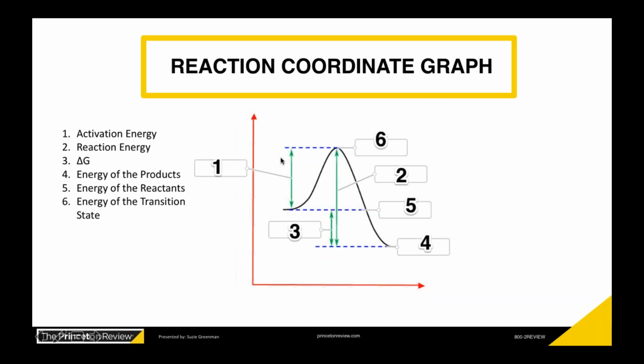Kinetics is all about the energy of activation, number 1. And thermodynamics is all about number 3, delta G. And that's it. That's the simple answer. So the energy of activation, which includes number 6, the energy of the transition state, we want to be thinking about how we can lower the energy of activation. And what are some examples? What are some thoughts?